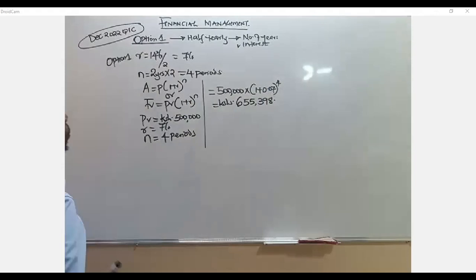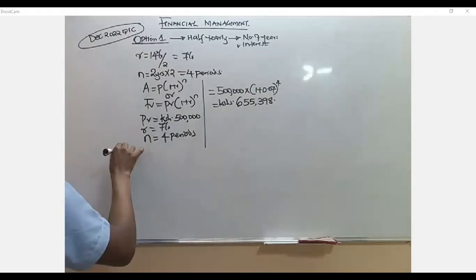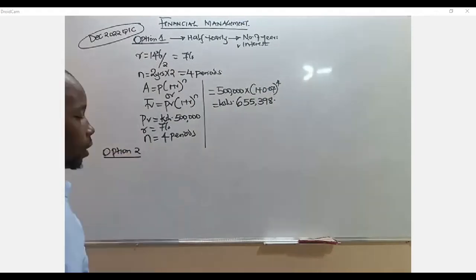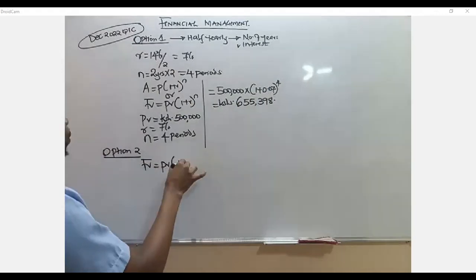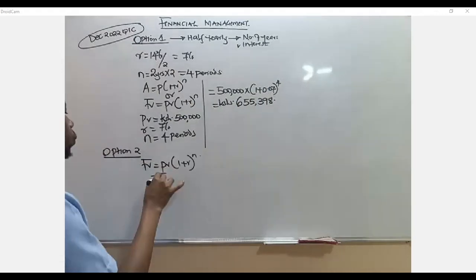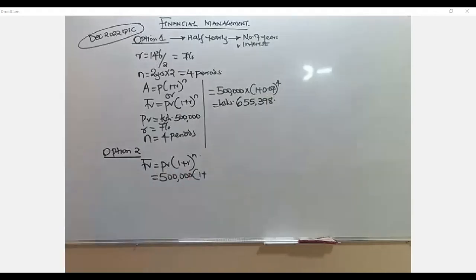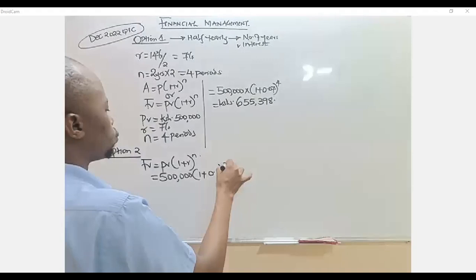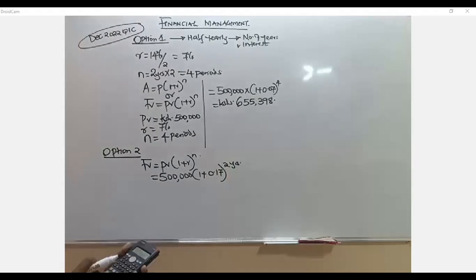Remember, that is option one. So let us go to option two. Option two here. And in option two, we are going to be doing our investment yearly. So in this case, it will be the future value is equal to the present value, 1 plus R you raise power N. The principal amount we know very well today, it is 500,000. 1 plus the rates. The examiner has told us that the investment in Kijiji, the interest rate is 17%, 0.17, and then we raise to 2 years. So it will be 1.17 raised to power 2. Then you multiply it by 500,000.